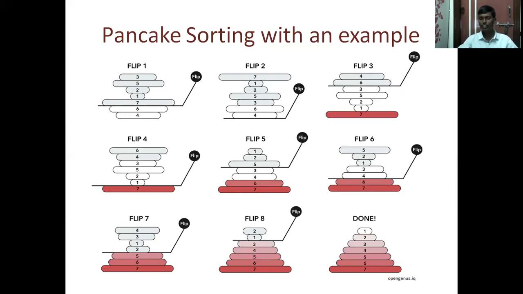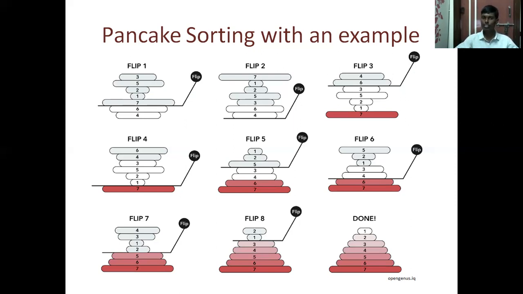And coming to flip 8, we have to arrange 2 into the second position. As we all know, 2 is already in the first position. So just flip 1 and 2. Now we can see the list is in sorted manner: 1, 2, 3, 4, 5, 6, 7. This is the sorting technique applied for the pancake sorting process.